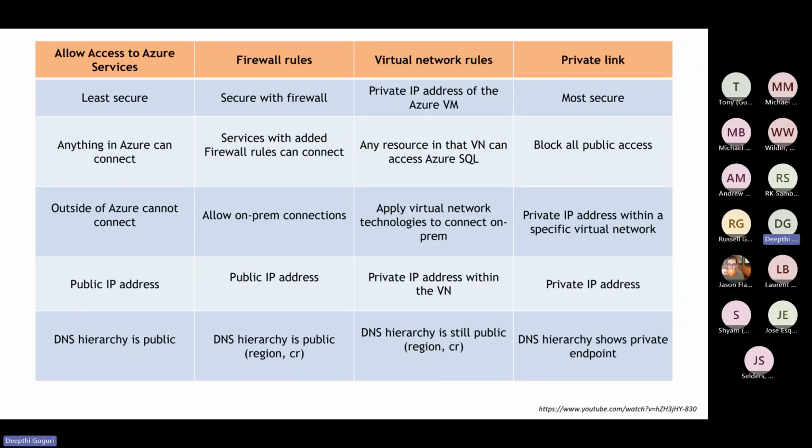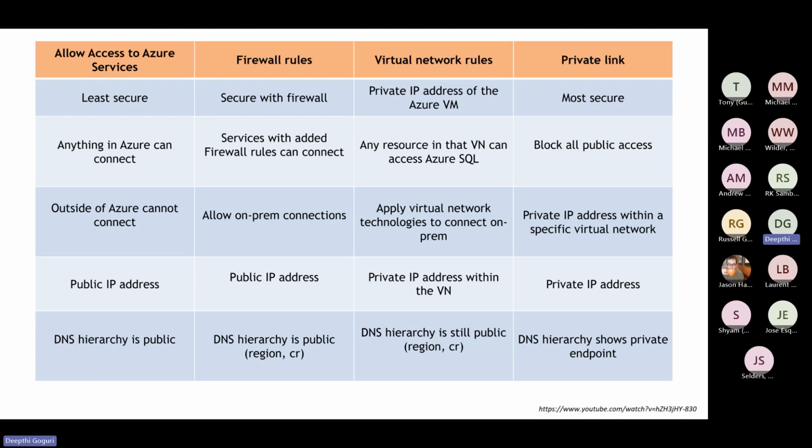Let's talk about allow access to Azure services, which is the least secure option. It's like an on and off button. Once you turn it on, anything in Azure can connect to your database. But outside of Azure, your on-prem servers cannot connect to your database. There is not that option. Only the Azure services within Azure can connect to your database.